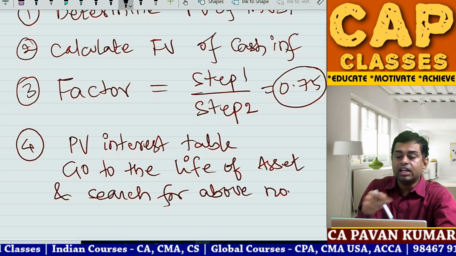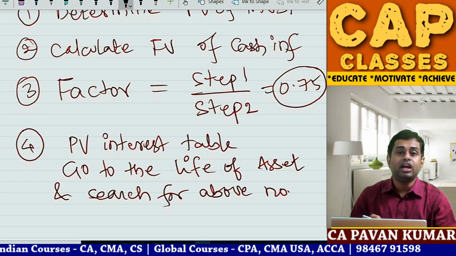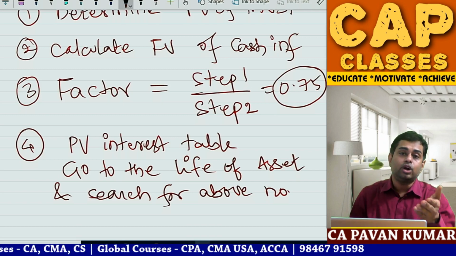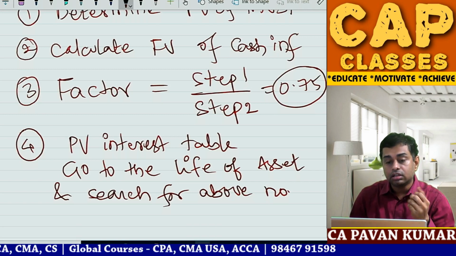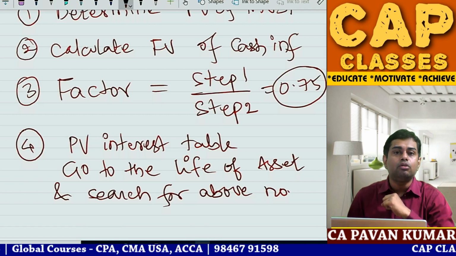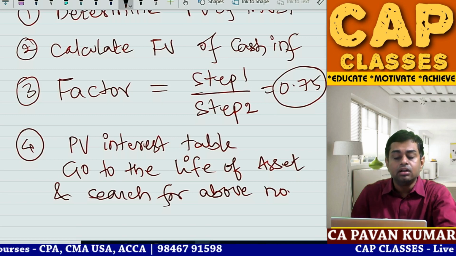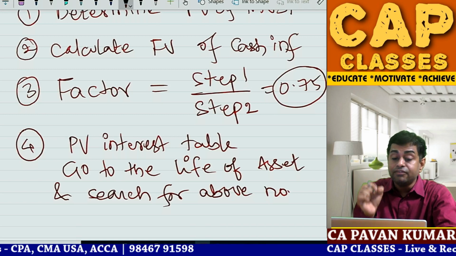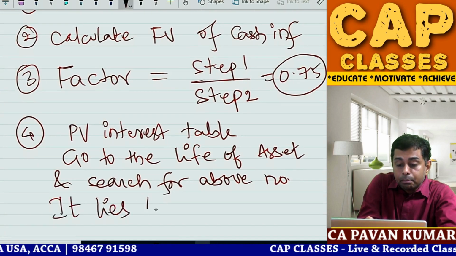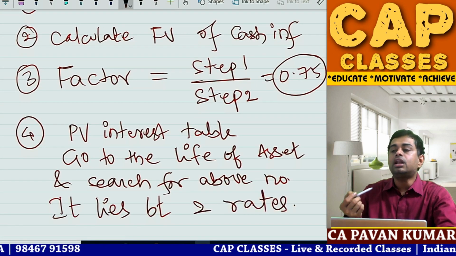Do you remember today and yesterday this kind of model we have done 4 or 5 times? We have done this for IRR, we have done this for today morning cost of debt calculation also. Calculation of cost of debt of convertible, calculation of cost of debt of deep discount bonds, then also we were referring. So similarly we'll calculate the factor and refer present value interest factor table. Go to the life of the asset, search for the above number. It lies between 2 rates. Then what to do? Interpolation.